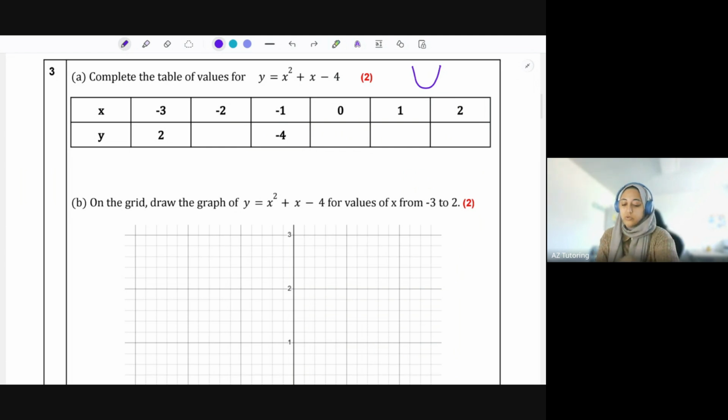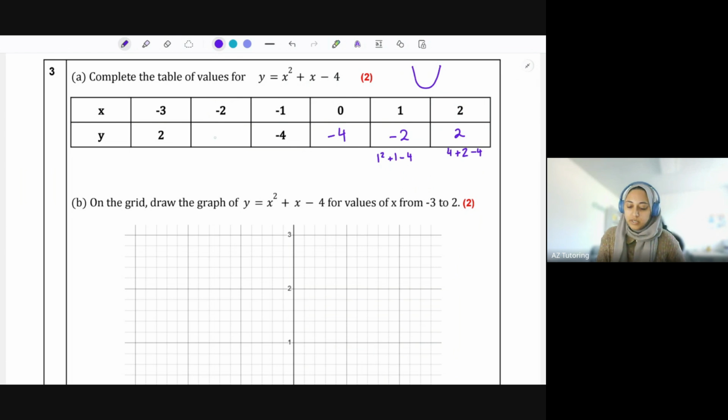To complete the values, all we need to do is substitute the value of x into the equation to get y. So let's do 0 first. 0 squared is 0, add 0 is 0, and then minus 4, so 0 minus 4. Let's do 1. 1 squared, add 1, minus 4. So 1 squared is 1, 1 add 1 is 2, 2 minus 4 is minus 2. And then let's do 2. We've got 2 squared, which is 4. 4 plus 2 is 6. 6 minus 4 is just 2.